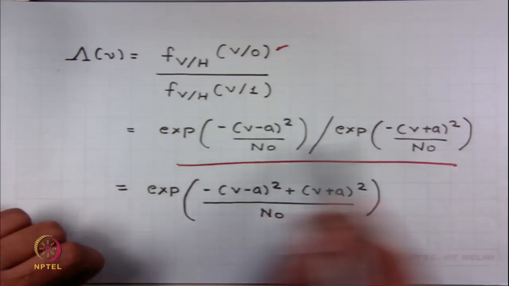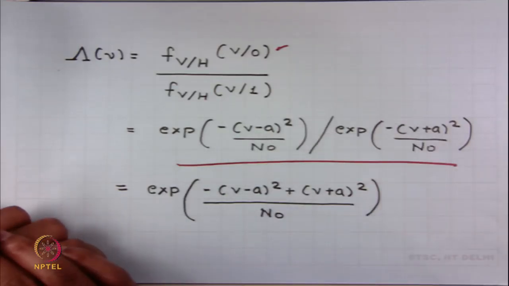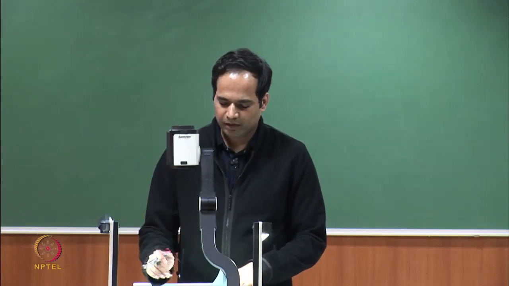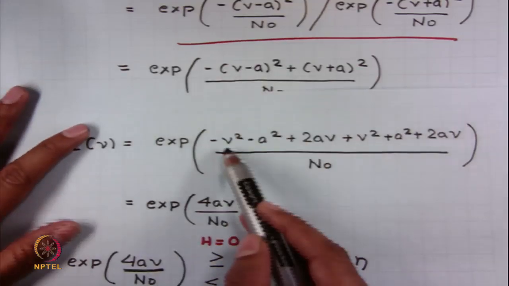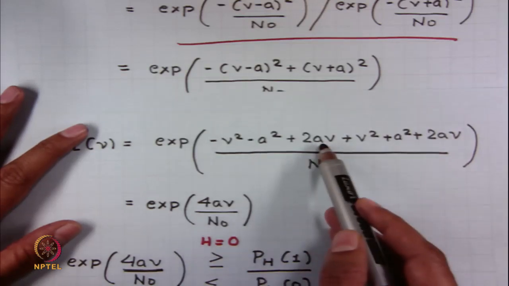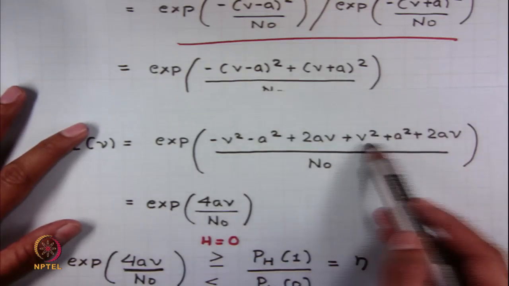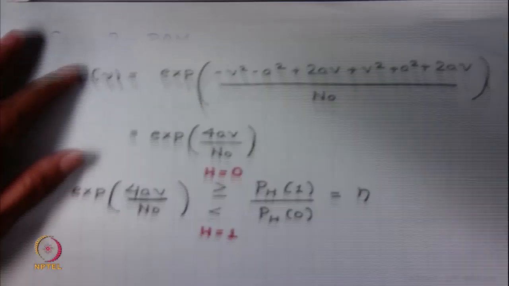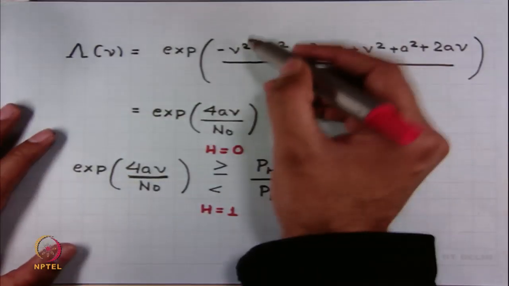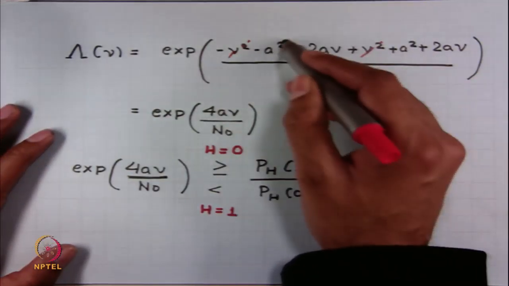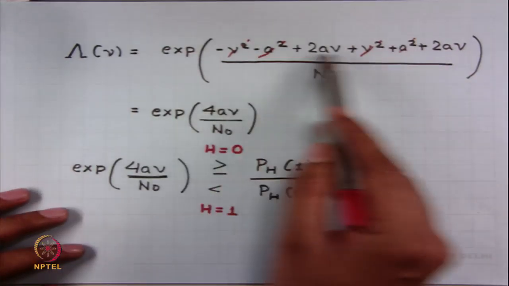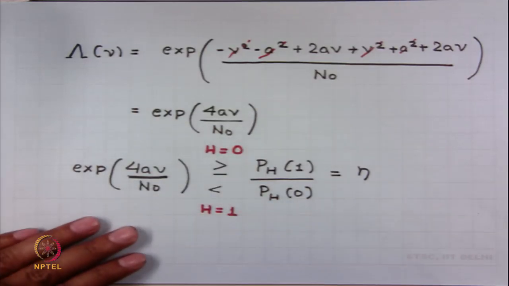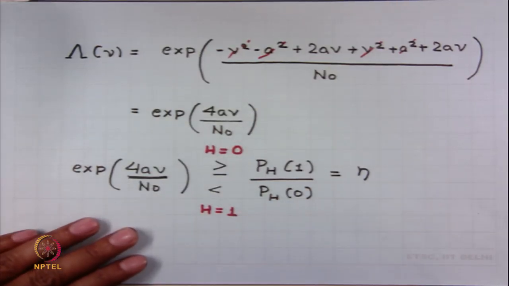Now, you can also arrange this in this form. Simplifying this further, we just have to expand this. So, we will get minus (V square plus A square minus 2AV) plus (V square plus A square plus 2AV), divided by N naught. Now, you can see that this term cancels with this term, this cancels with this, and what we have is 4AV by N naught. So, the likelihood ratio is pretty straightforward for binary PAM.